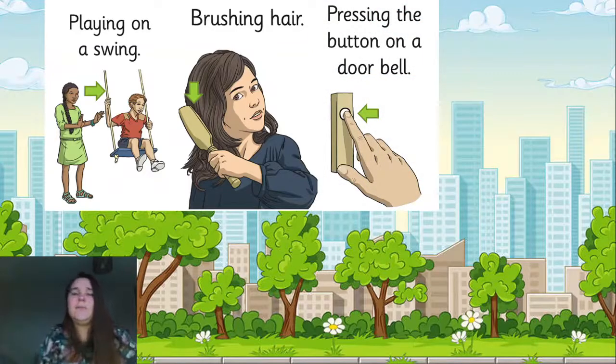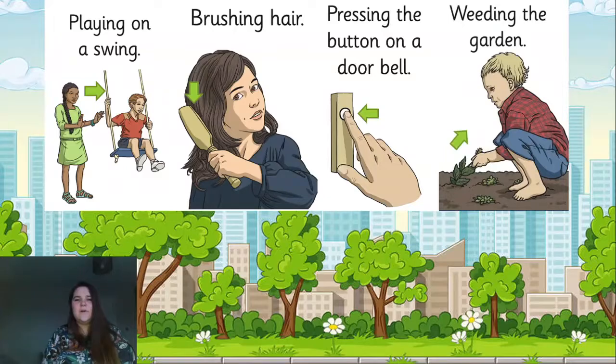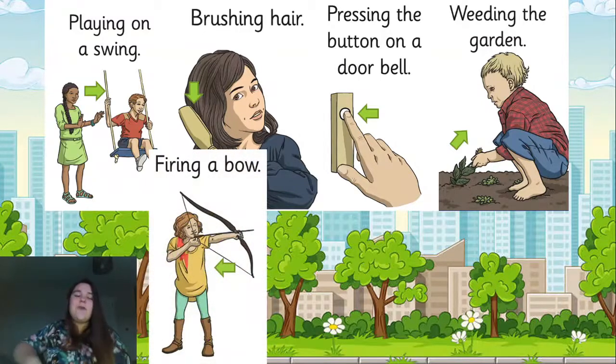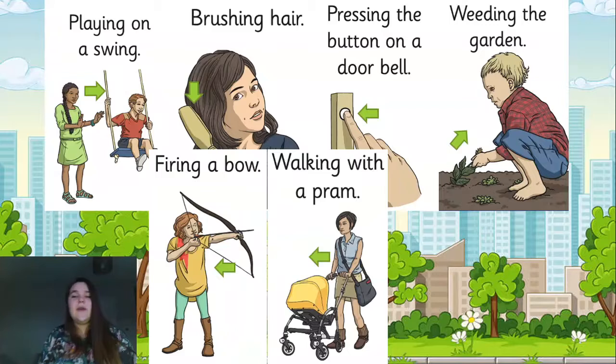Pressing, ding dong, the button on the doorbell. Look at the arrow. Okay, next one. Weeding the garden. Make sure you're looking at those arrows. Now, if you are amazing and have already got a line on your bingo card or on your sheet, then you can carry on with this and see if you can get a full house. Ooh. Firing a bow. I've actually fired a bow when I went on a residential with my old school. We were firing bows. Walking with a pram. So they're walking with a pram, pushing it along.